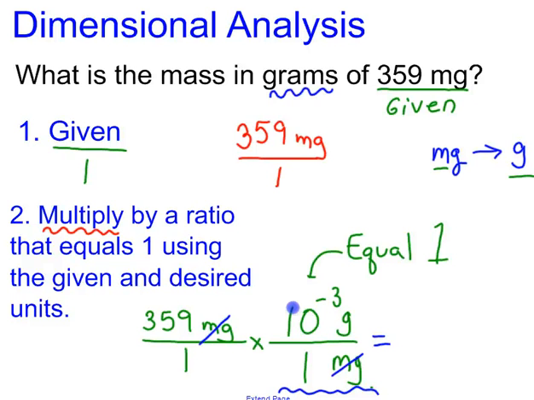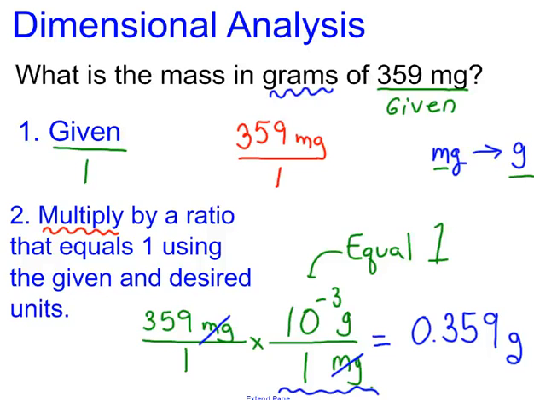359 times 10 to the minus 3. If I do the math there, I end up with 0.359, and now the only unit that is left is grams. So I've taken the given over 1, multiplied by a ratio that equals 1, and now I have the answer.